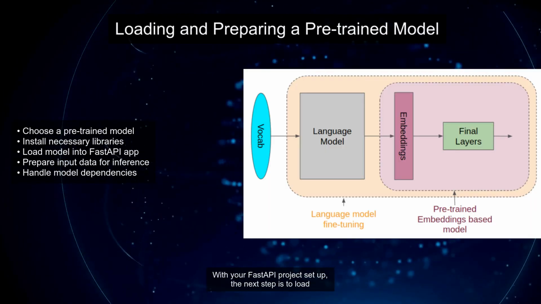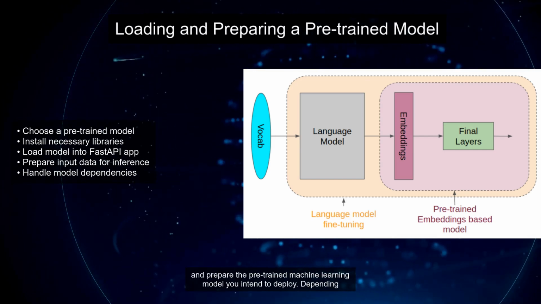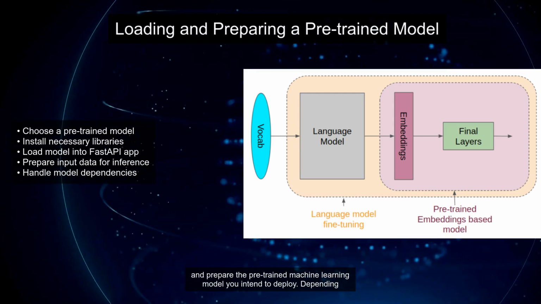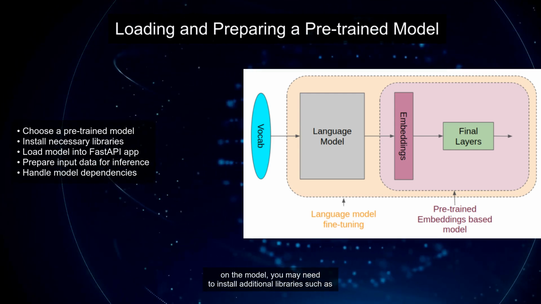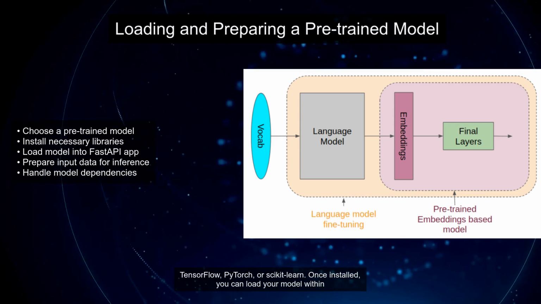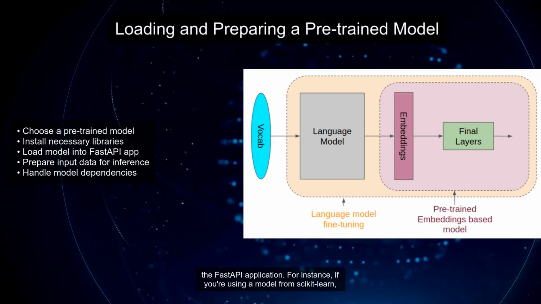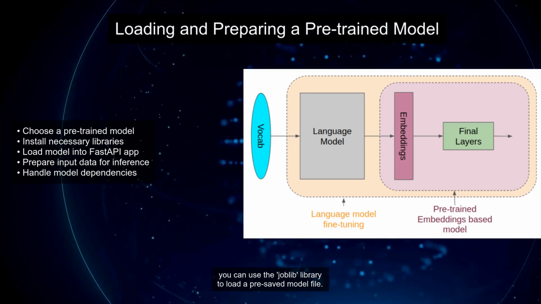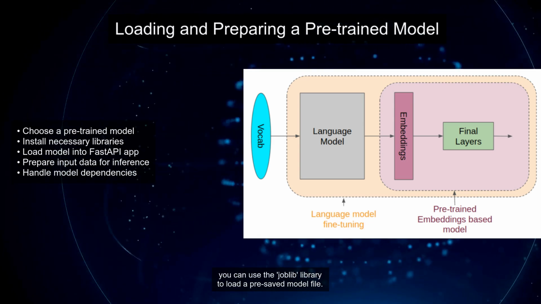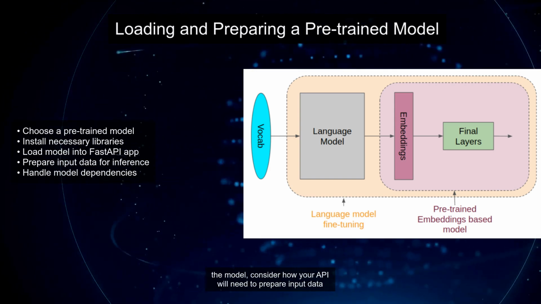With your FastAPI project set up, the next step is to load and prepare the pre-trained machine learning model you intend to deploy. Depending on the model, you may need to install additional libraries such as TensorFlow, PyTorch, or scikit-learn. Once installed, you can load your model within the FastAPI application. For instance, if you're using a model from scikit-learn, you can use the joblib library to load a pre-saved model file. Here's an example: import joblib, model = joblib.load("model.pkl").